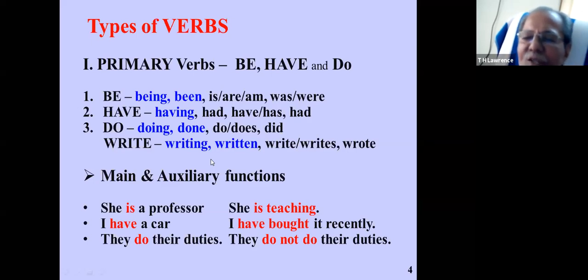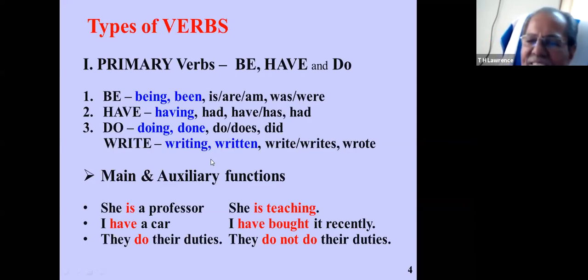See here, just look at the examples below. She is a professor. Now we have used the verb is, which is in red. Now see the sentence on the other side. She is teaching. So here also we have used is, but with teaching. And here is is undertaking a different role. Just compare both of them. She is a professor, she is teaching.